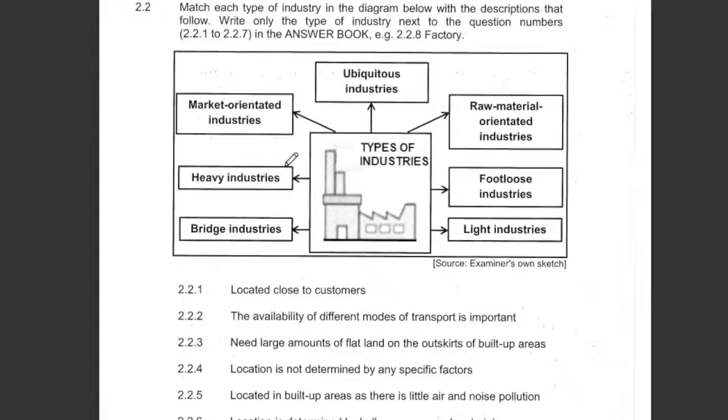Match the columns. Okay, match each type of industry to the diagram. Okay, they're saying located close to customers, automatically that is market. So here is market because of the perishable goods they are located.